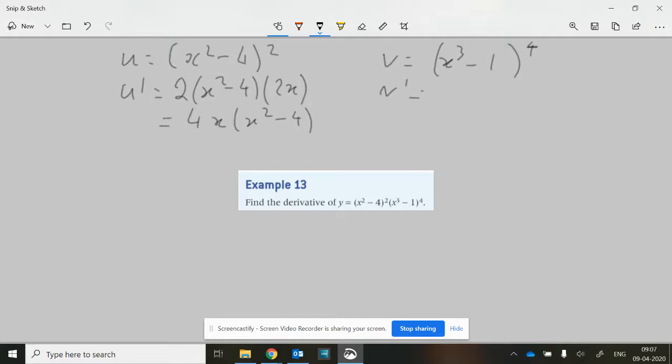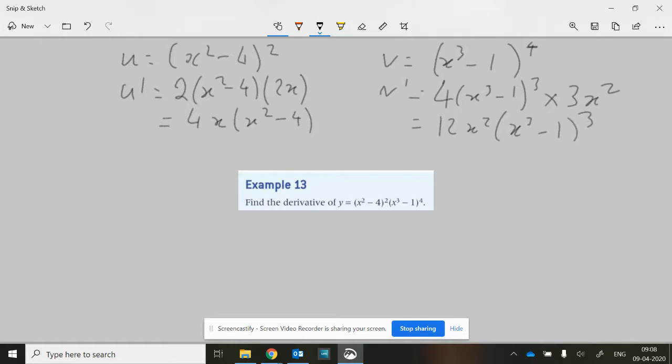And I'm not going to multiply out the brackets because I might need to factorize later on, and this might be a common term. I'm not sure. So I'm not multiplying out the brackets. And for the other one, again, we've got 4u cubed. So 4u cubed, and then times by the derivative of what's inside there, so times by 3x squared, minus 1 disappears. So that's the same as before. So we've got 12x squared and then (x cubed minus 1) cubed.